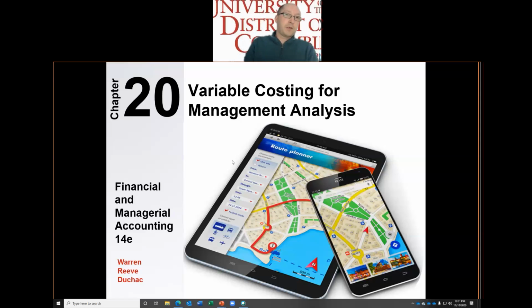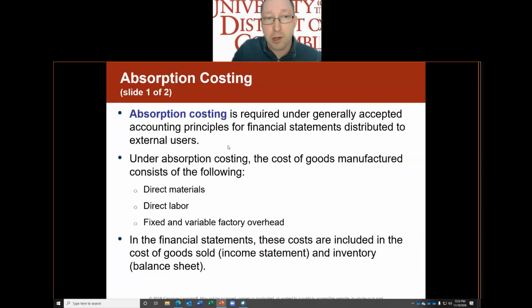Hi, and welcome back. This is Chapter 20, Variable Costing for Management Analysis. In this chapter, we're going to be exploring concepts of variable cost and the impact of change from variable cost through a couple of different concepts.